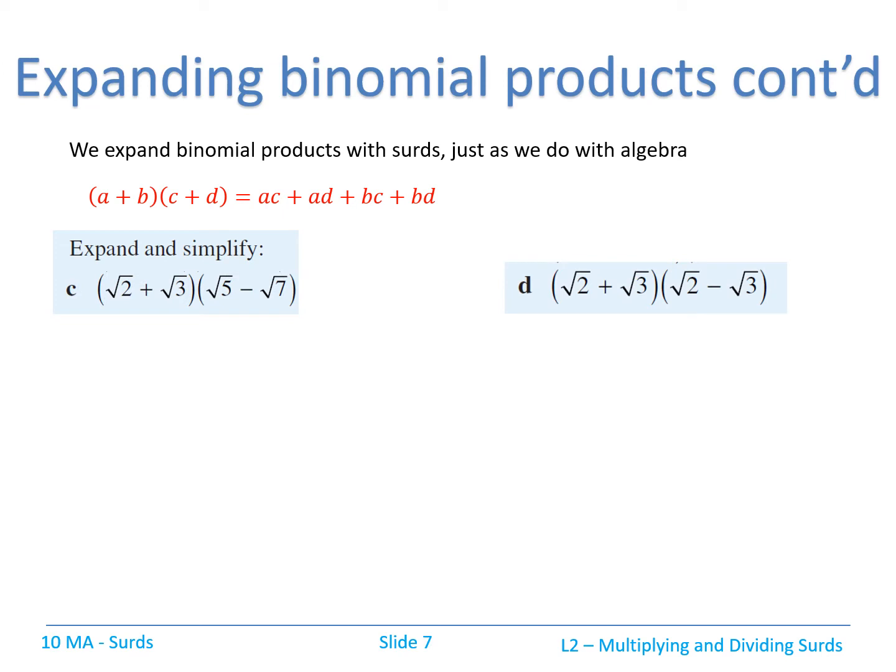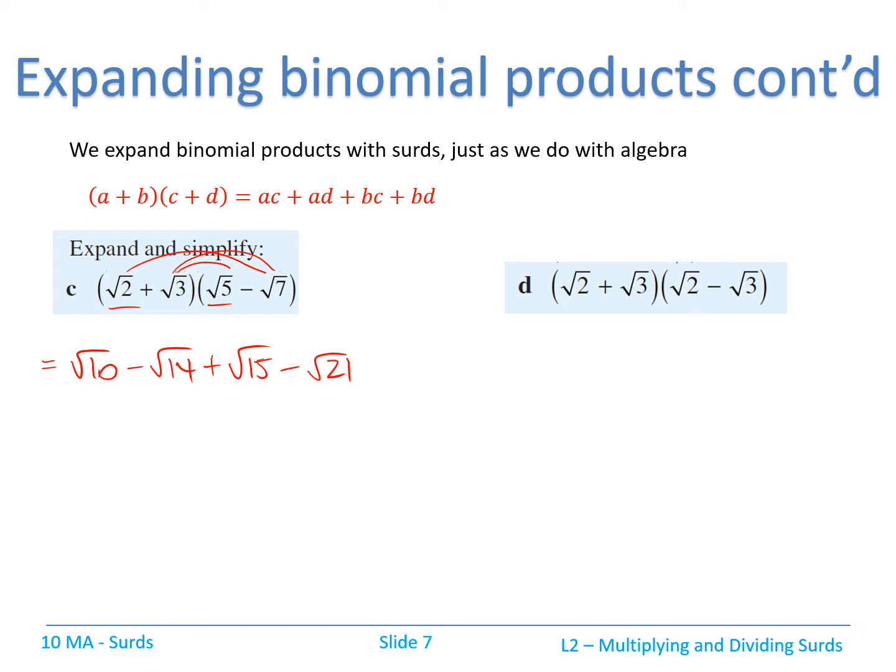Okay, so here exactly the same thing. First term by first term gives me root 10. Outside gives me minus root 14. Inside gives me plus root 15. And then last gives me negative root 21.